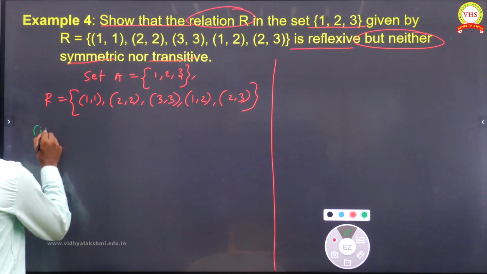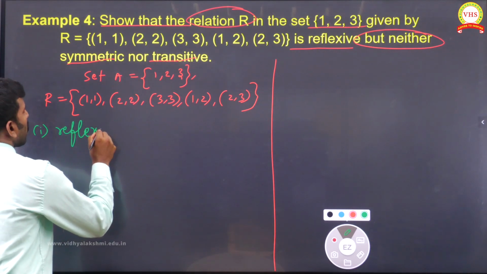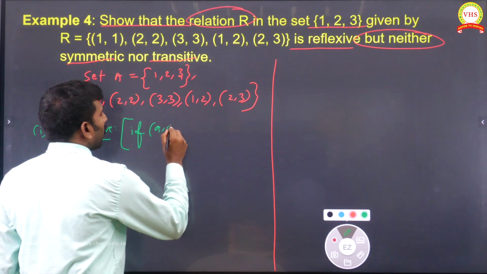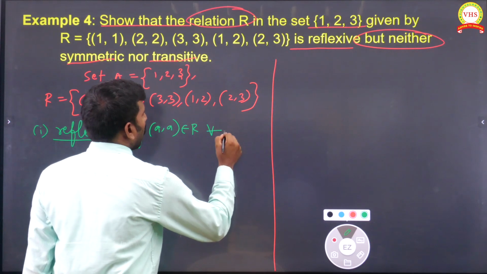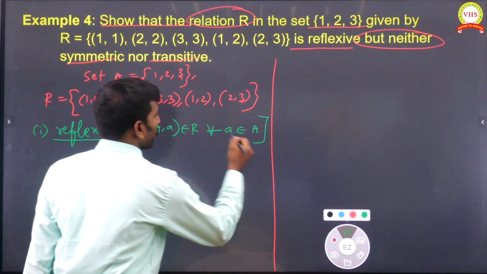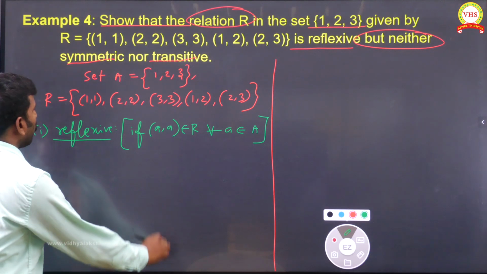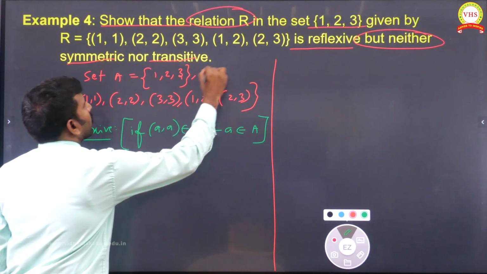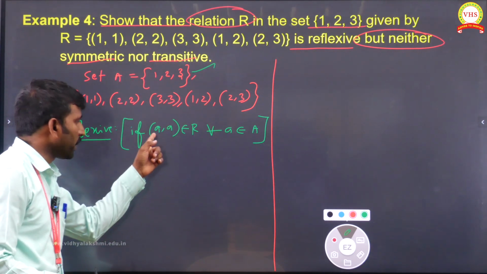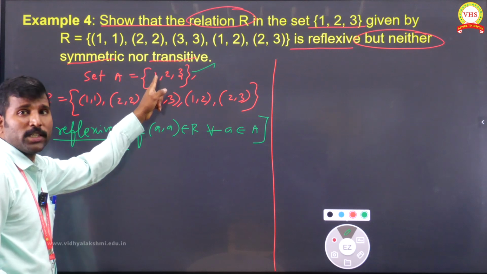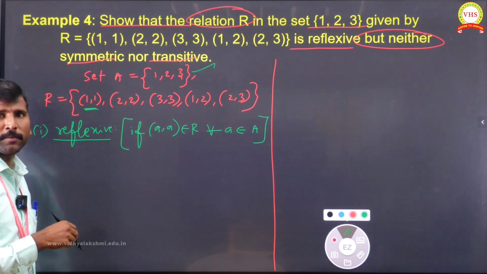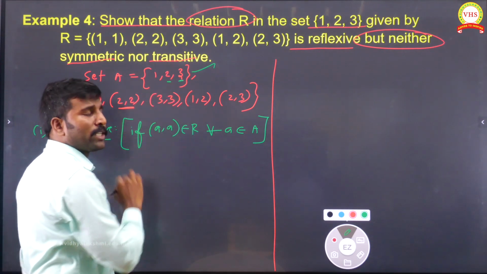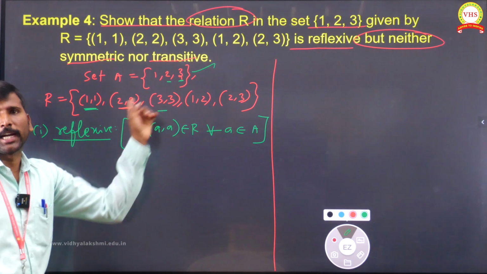So first you will check reflexive. So the reflexive formula is: A comma A belongs to R, for all A belongs to A. This is the formula. Now see children, I have given it with the example, all the terms in A should satisfy this condition. Suppose 1 is there, 1 comma 1 should be there. 2 is there, 2 comma 2 should be there. Next element 3, 3 comma 3 should be there. It's satisfying everything.